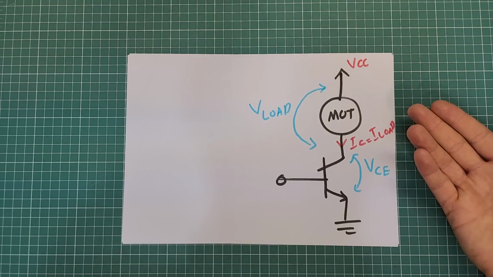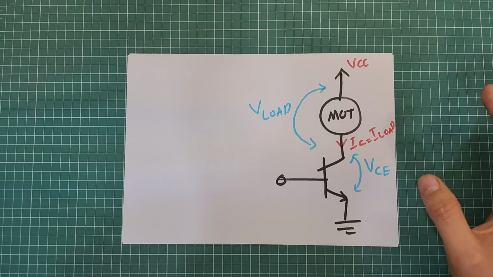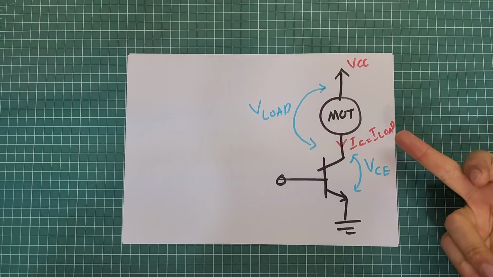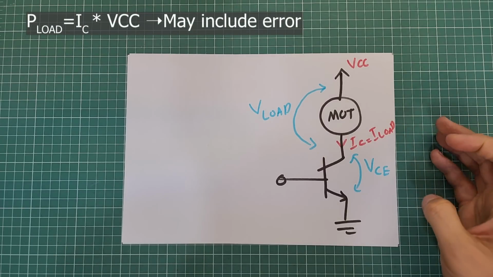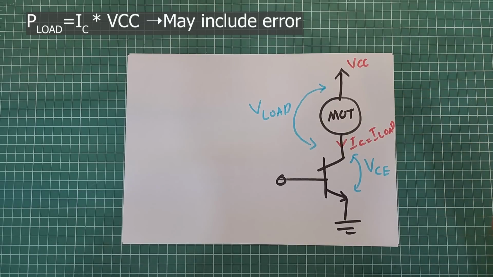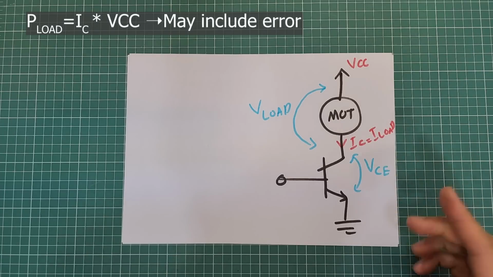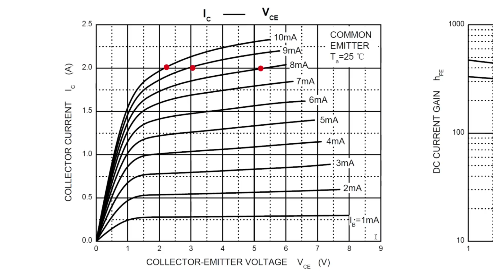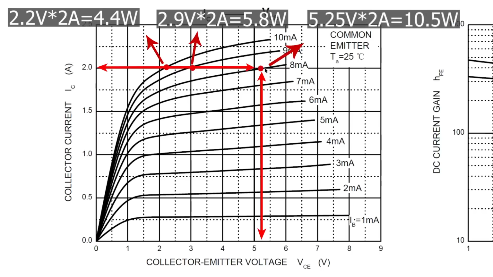There is a common mistake here when calculating the power dissipation of the transistor. Some beginners calculate the power dissipation of the transistor by multiplying VCC voltage by the load current. This is not correct. This calculation leads to power dissipation of the load, not the transistor. To get power dissipation of the transistor, you have to multiply VCE, the voltage across the collector emitter junction of the transistor, by the collector current. The power dissipation here at this point is 4.4 watts, here is 5.8 watts, and here is 10.5 watts.